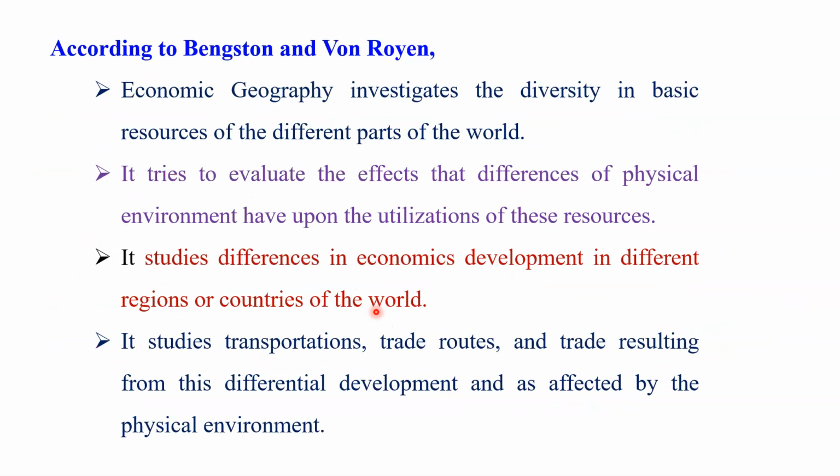Dear students, various scholars and economic geographers try to explain the nature and scope of economic geography in their own ways. But two very important economic geographers were Bankston and Van Rooyen. These two geographers tried to explain the scope of economic geography in their own words. According to them, economic geography investigates the diversity in the resource bases of different parts of the world. It tries to evaluate the effects of the differences of physical environment upon the utilization of these resources, and therefore how you are going to utilize the resources.